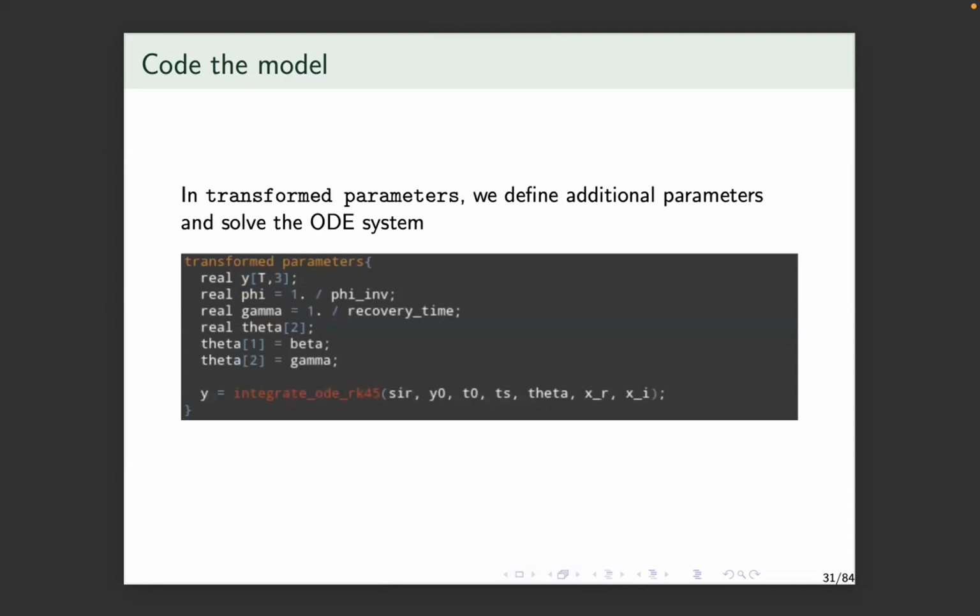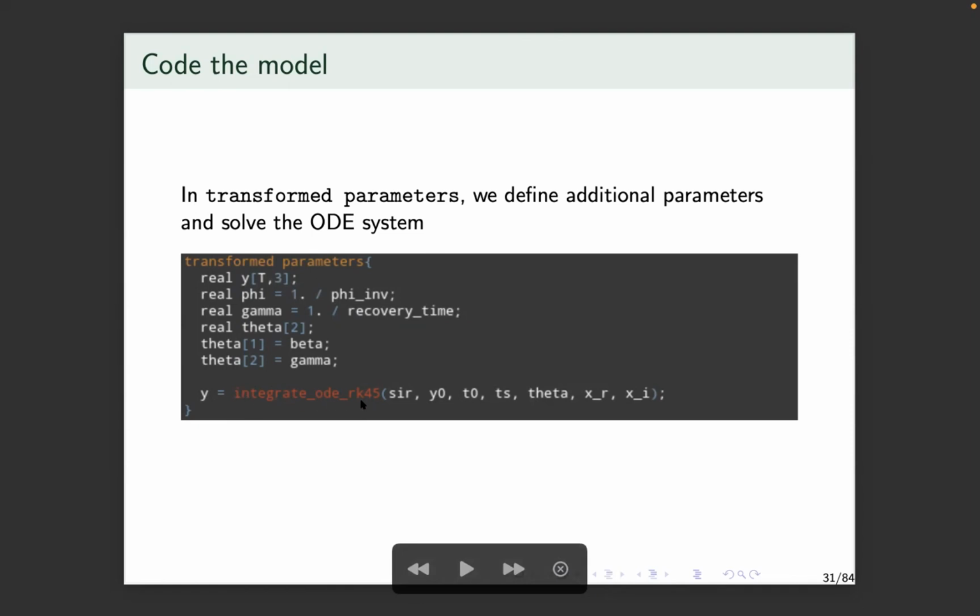Transformed parameters block, as mentioned, is a good place to solve the ODE. Just to mention that it's not mandatory to solve the ODE here. Of course, we can do it in the model block as well. But if it is possible to keep the model block clean and just specify prior and likelihood there, that is great. And that's what we are doing here.